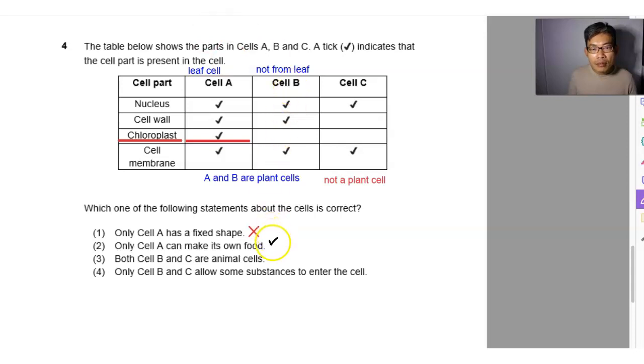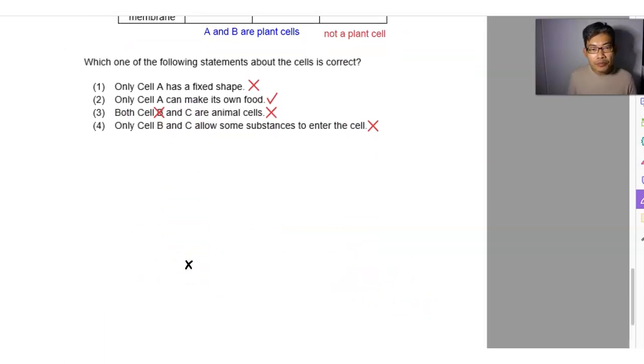Cell B cannot make its own food. Cell B and C are animal cells. We know this is wrong because cell C is not a plant, and cell B is a plant cell, so cell B is not an animal cell. This part here is wrong. Only B and C allow some substances to enter. Now this will be the function of the cell membrane, but all of them have a cell membrane. So this is also wrong. The answer for this question is number 2.